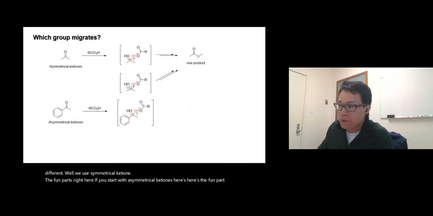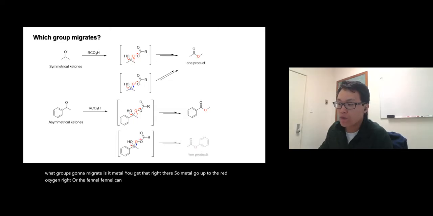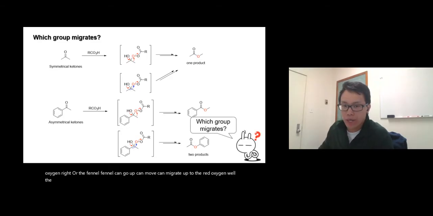If you start with an unsymmetrical ketone, here's the fun part. What group is going to migrate? Is it methyl? You get that right there. So methyl goes up to the red oxygen. Or the phenyl. Phenyl can migrate up to the red oxygen. Well, the question is, which group migrates? Let's do some experiments together.